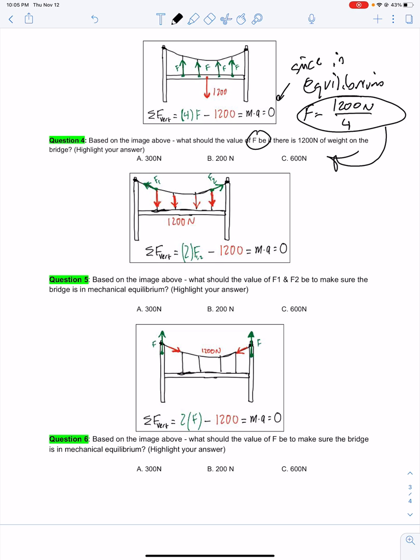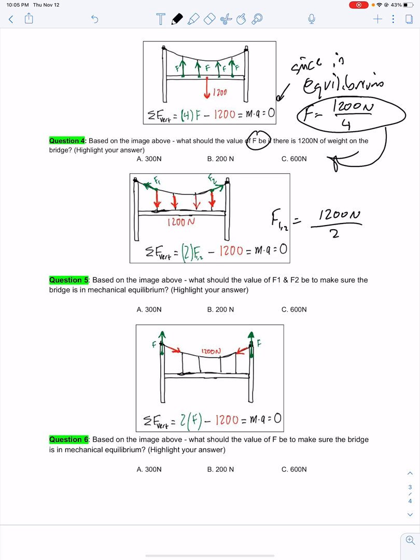So our overall vertical sum of forces is the vertical component of F1 and F2, which in this case are equal, minus the weight that's being supported by these 4 tension cables, and that's equal to the mass of our bridge times the acceleration of the bridge, which is 0. So now we just need to solve: F1 and F2 are equal to 1,200 newtons divided by 2, okay? So we just took this equation and solved for our unknowns, F1 and F2, the vertical components of those forces right here.